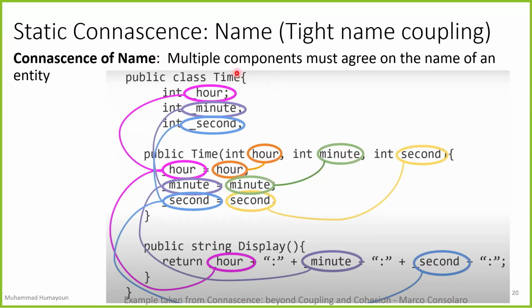What we say is that multiple components must agree on the name of an entity. Any class that later on will use your Time class should know the attributes you have for hour, minute, and second, and how they are spelled, for instance. So the connaissance of name is about the names of your attributes, the names of your methods, and so on.